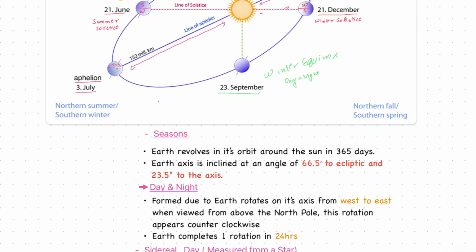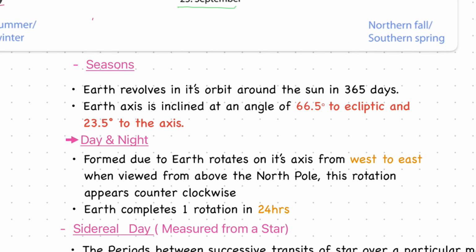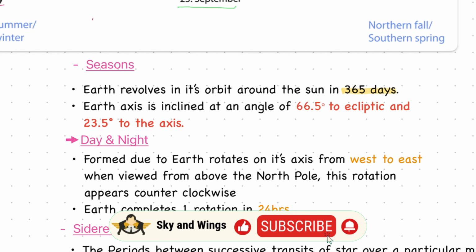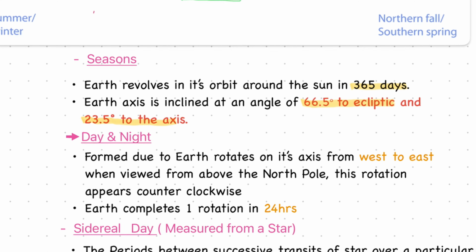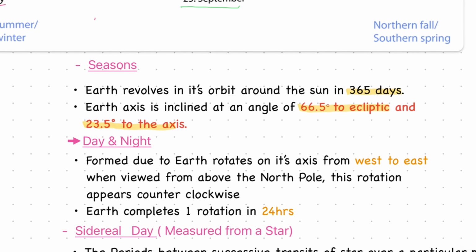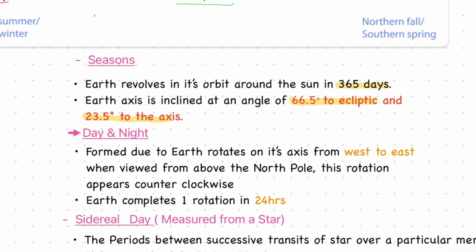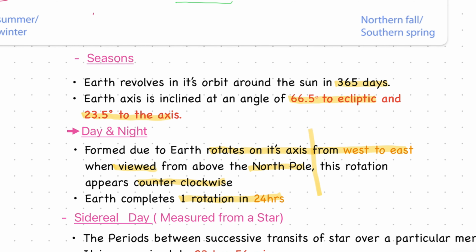Some theory stuff. Season: Earth revolves in its orbit around the sun in 365 days. Earth's axis is inclined at an angle of 66.5 degrees to the ecliptic and 23.5 degrees to the axis. Now day and night. We all know day and night happen because of the rotation of Earth around its own axis, and one complete rotation we call one day. It is formed as Earth rotates on its axis from west to east. When viewed from above the North Pole, this rotation appears counterclockwise. Earth completes one rotation in 24 hours.